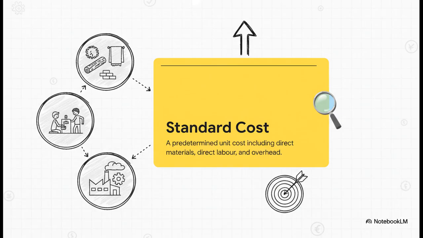So, what exactly is a standard cost? The easiest way to think about it is it's the perfect world cost. It's what we expect it to cost to make one single unit of our product. And this isn't just a number we pull out of thin air, no way. It's a super carefully calculated figure that includes all the direct materials, the direct labor, and even a slice of the factory's overhead. Basically, it's the bullseye we're aiming for.